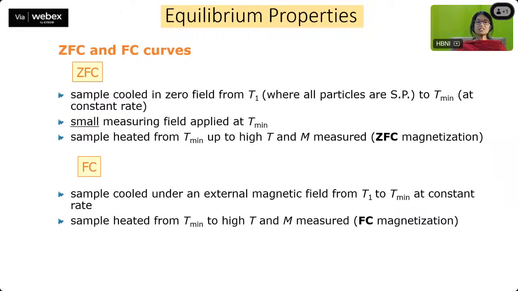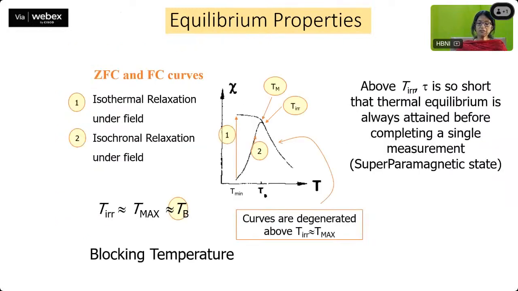Okay. So in the first case, there is no field applied. In this case, a field is applied. And then if you plot it, what you will find is that the ZFC and the FC curve, this is how it is going to look. Your ZFC curve is going to look somewhat like this, whereas your FC curve is looking like this. And then there is a point over here where you see a differentiation happening, and this is known as the blocking temperature.